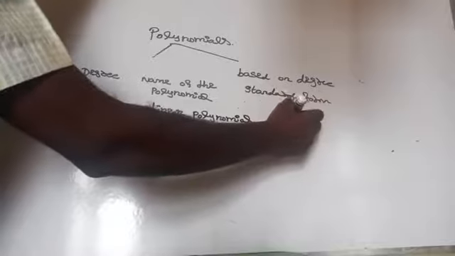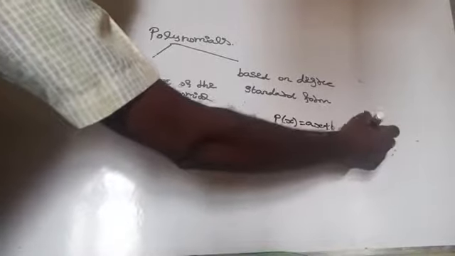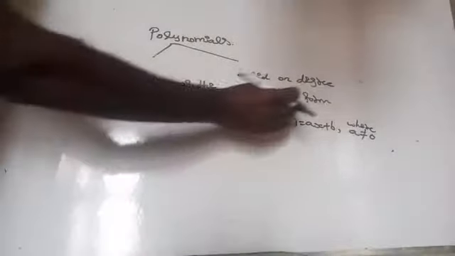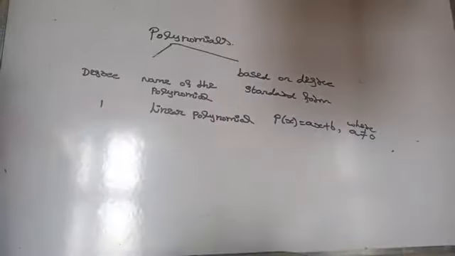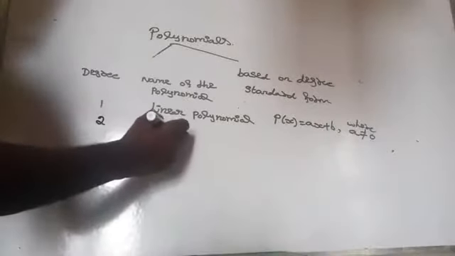Then the standard form is P of x is equal to ax plus b, where a is not equal to 0. Suppose a is equal to 0, then what will happen? You will not get the x term, you will get only b, and then it will be the constant polynomial. Then it is called a constant polynomial.